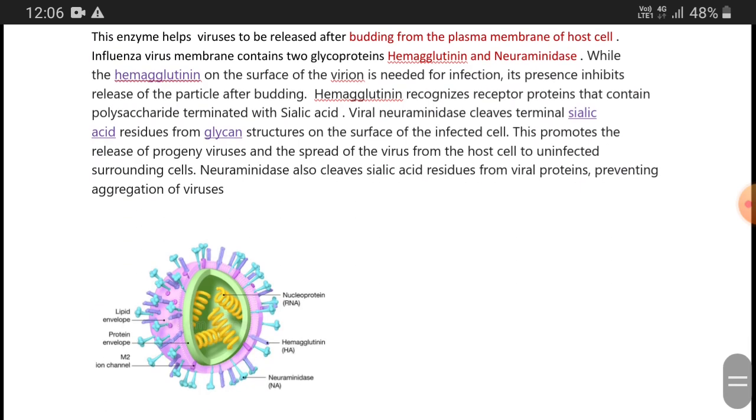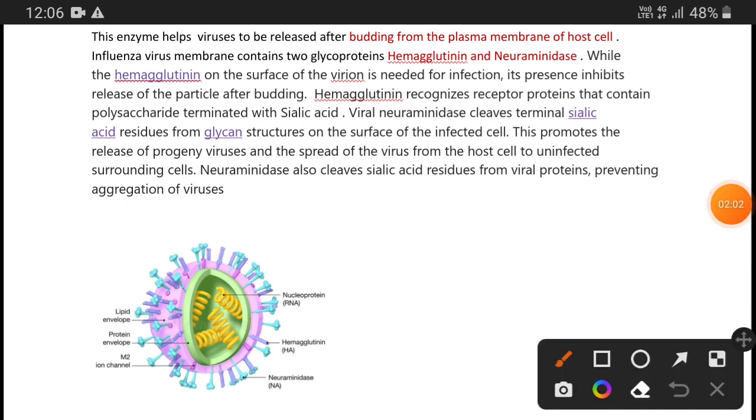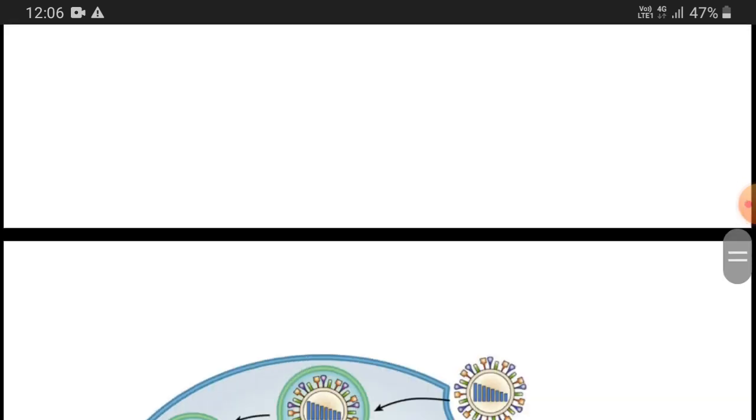And that is why the virus has developed neuraminidase. This neuraminidase has the ability to cleave the terminal sialic acid residue from the glycan structure on the surface of the infected cell. This promotes the release of the progeny virus and the spread of the virus from the host cell to uninfected surrounding cells. That is the idea. I hope it is very clear to you.